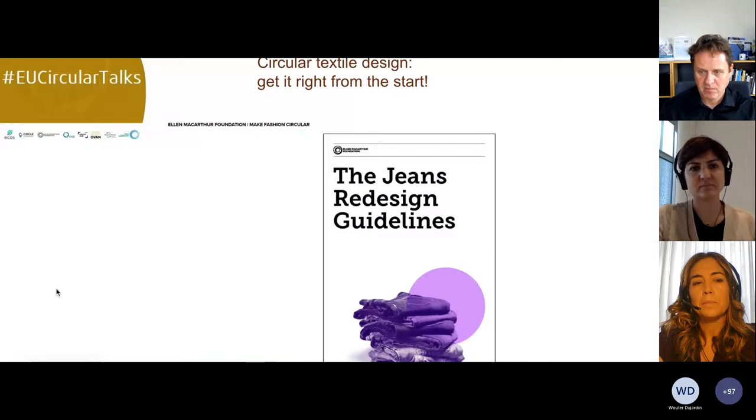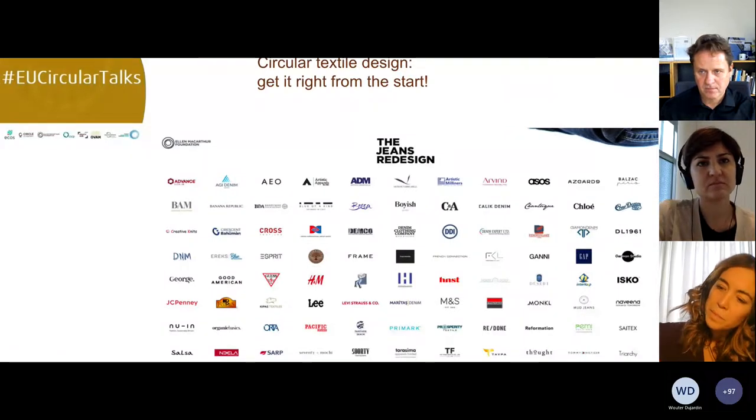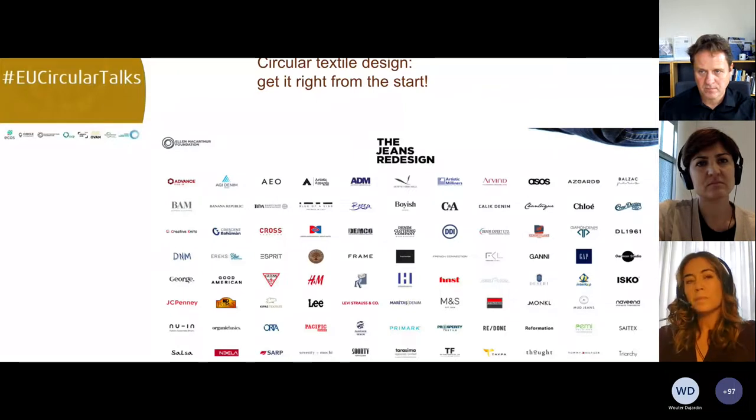And in the 2 years since the guidelines were created, more than 70 organizations from over 20 countries in Africa, Asia, Europe, North America, South America, and Oceania, including brands, retailers, garment manufacturers, and fabric mills, committed to and have taken action to make fabric and jeans in line with these guidelines.